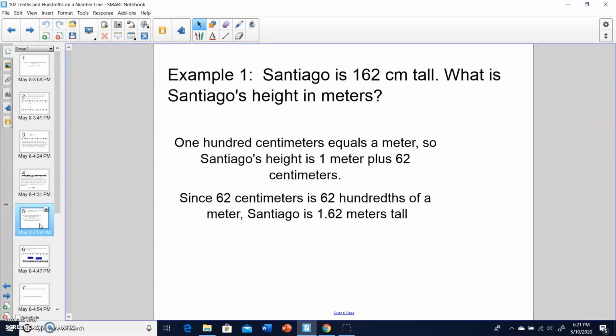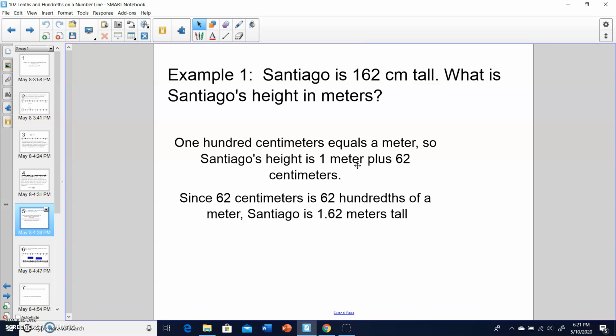Okay, example 1. Santiago is 162 centimeters tall. What is Santiago's height in meters? Okay, so if he's 162 centimeters tall, we know that 100 centimeters equals a meter. If I had a meter stick, there would be 100 centimeters on that meter. So he would be one of those meters, so 100 centimeters, plus another 62 centimeters.